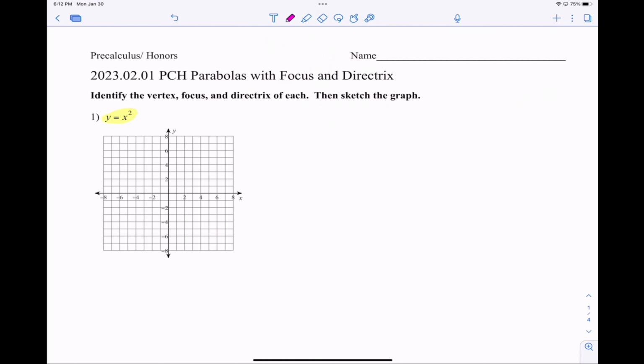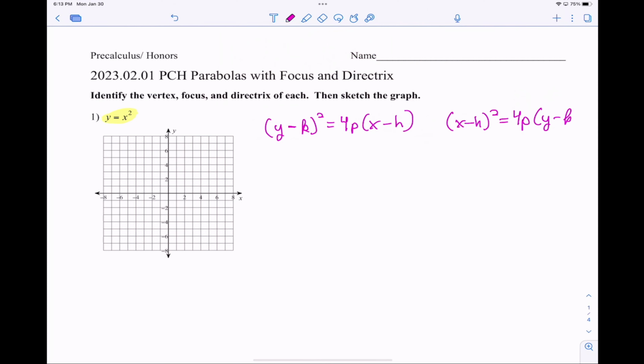Now, the standard form of a parabola is one of two standard forms. It's either y minus k squared equals 4p times x minus h. That letter p should be the only new thing there, right? You've seen y minus k and x minus h a fair amount. And then the other version is x minus h squared equals 4p times y minus k.